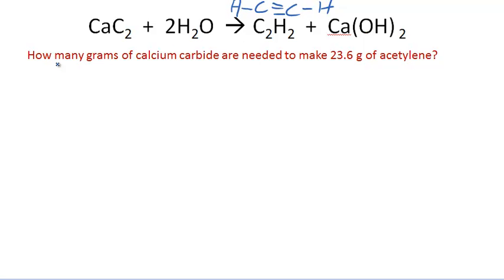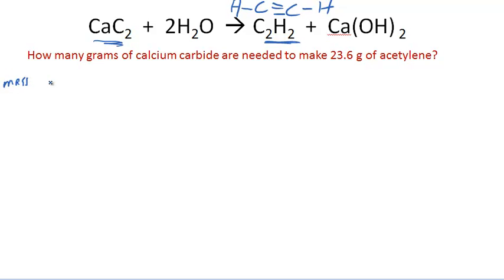Okay, so let's look at the question. It's wanting to know how many grams of calcium carbide would be required to make 23.6 grams of acetylene. Okay, so we've got 4 compounds here in the chemical reaction, but for this particular problem we're going to be focusing on just 2 compounds, and we're especially going to be looking at the mole ratio between them. And I think you can see that this is a pretty simple mole ratio, right? 1 to 1.